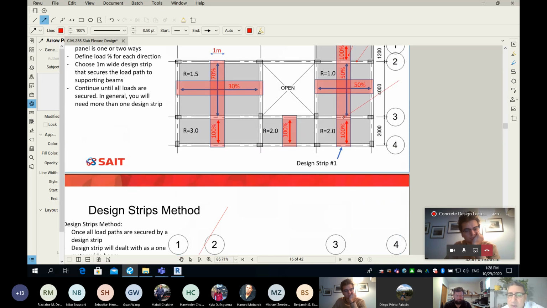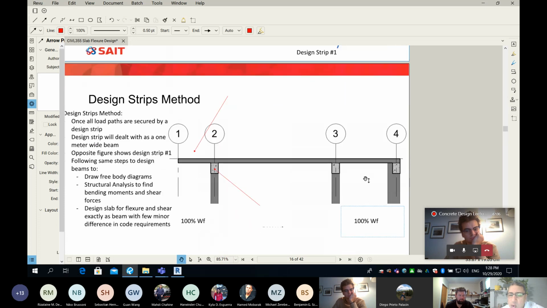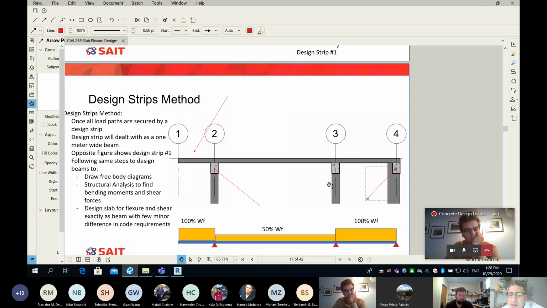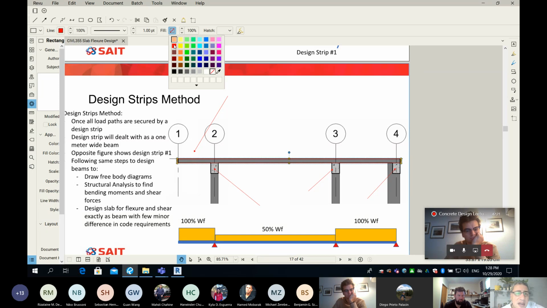So my design strip is supported one more time here. And then finally, we go to another support at grid line 4, which is here. So we have a beam here and a beam here. So where is my design strip? I'm going to probably have to draw something. So this is my design strip over there. Design strip over there. Okay? And let's hatch it. So this will be my design strip.